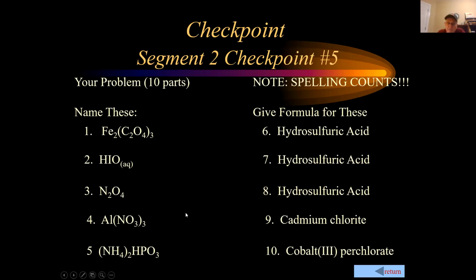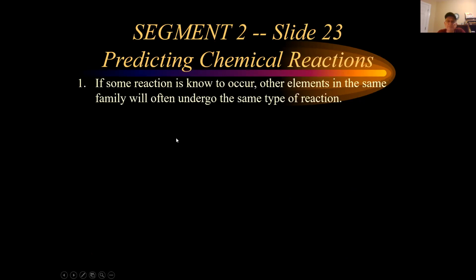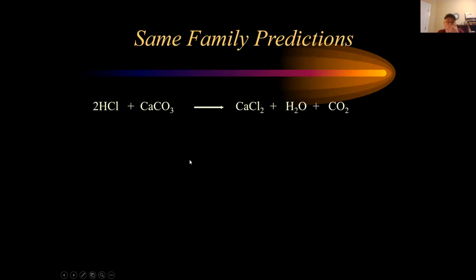Okay. Now, we're trying to build some intuition in chemistry to sort of understand how reactions take place. And we can use the periodic table to predict some reactions maybe that we haven't seen before if we know some other ones. For example, here's a reaction of hydrochloric acid with calcium carbonate. It would form calcium chloride, water, and carbon dioxide.